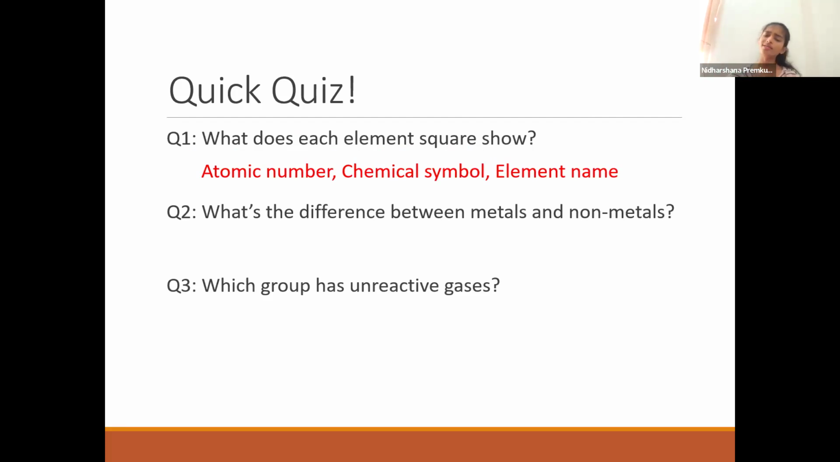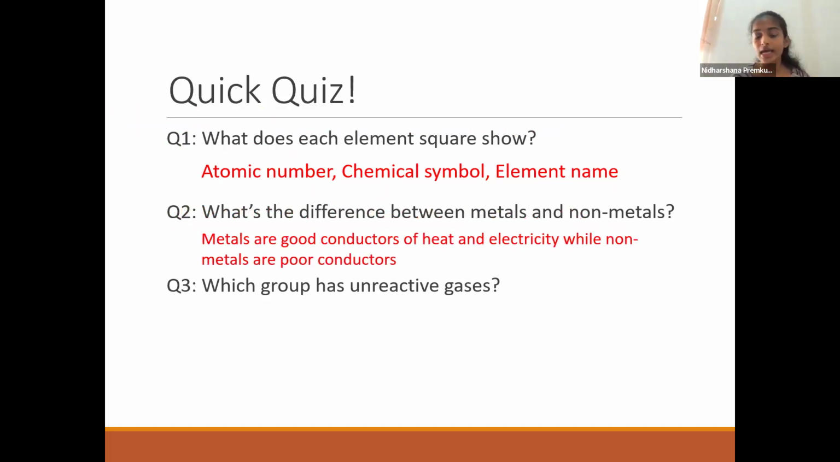Next question. What's the difference between metals and non-metals? You can talk about what they look like. You can talk about whether they are good conductors of heat and electricity, and where they are located, on the left-hand side or the right-hand side of the periodic table. Several differences I have taught you so far. So you can say metals are good conductors of heat and electricity, while non-metals are poor conductors of heat and electricity.